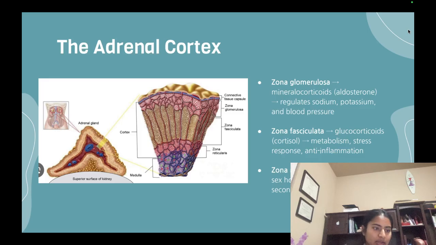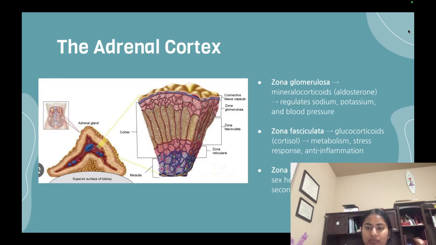Going back to the adrenal cortex, the main function of the zona glomerulosa is to produce mineralocorticoids, primarily aldosterone. Aldosterone is important because it helps regulate sodium and potassium levels in the blood, which in turn affects blood volume and blood pressure. An example of this is when blood pressure is low, aldosterone will signal to the kidneys to reabsorb sodium, which draws water back into the bloodstream and raises blood pressure.